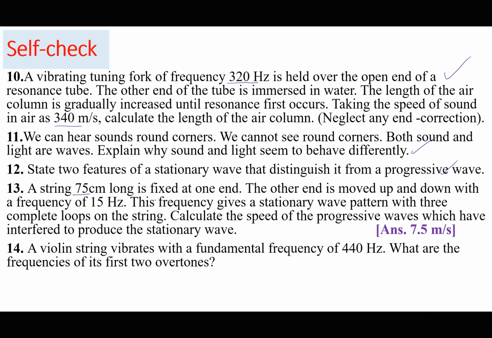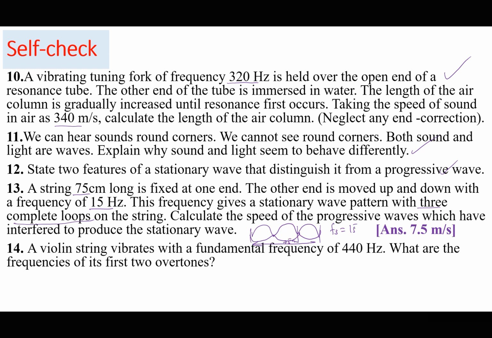A string 75 centimeters fixed at one end, the other end is moved up and down with a frequency of 15 Hz. This frequency gives a stationary wave pattern with 3 complete loops. So that is 1, 2, 3. So this is F3. Note that is 1.5 cycles. Calculate the speed of the progressive wave which interfered to produce the stationary wave. So it means F3 is equal to 15. And the length here is 75 centimeters.